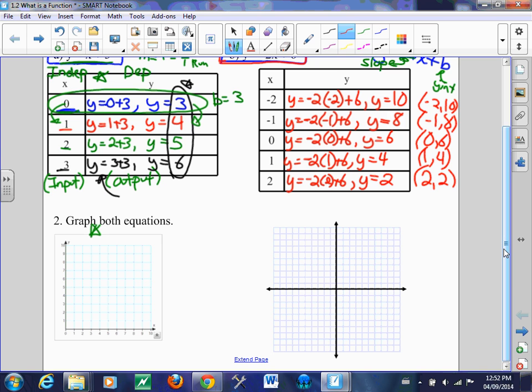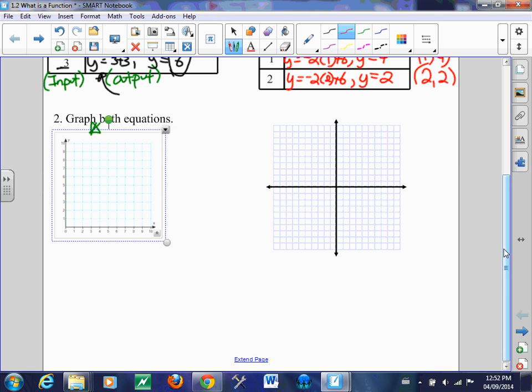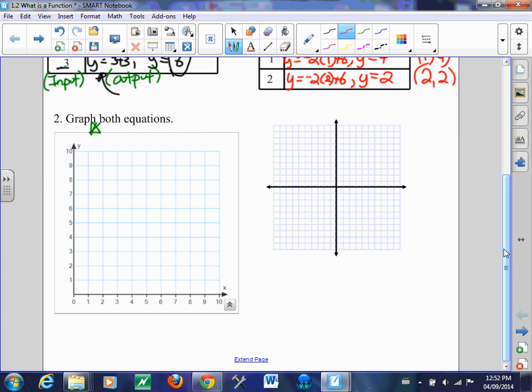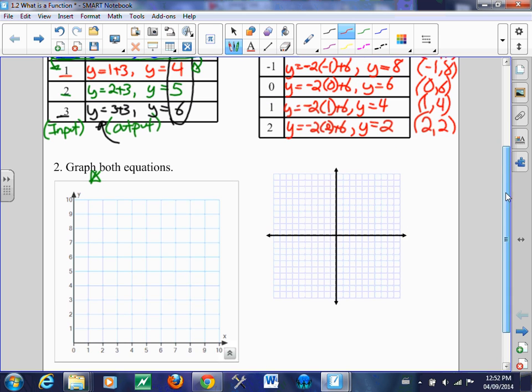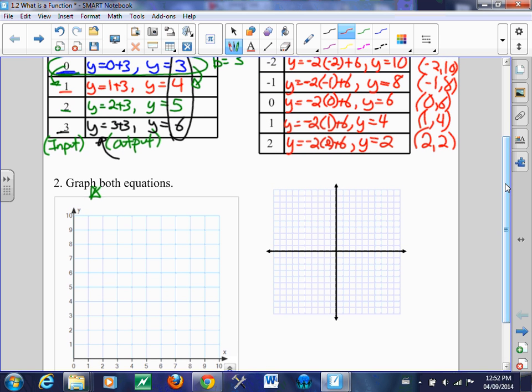Remember, there's 3 different ways to graph a linear relation. One is using the ordered pairs that we have. So for example, I'm just going to make this a little bigger so you can see. Okay, so going back to our table of values, first one is 0 and 3. So 0 on the x, 3 on the y. There's 1 point. The next point, folks, is 1 and 4, 2 and 5, and 3 and 6.